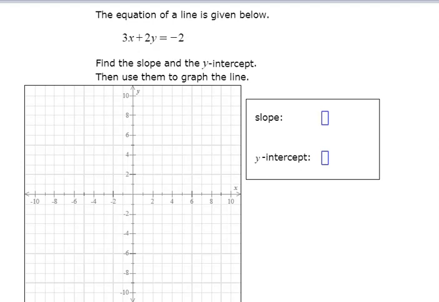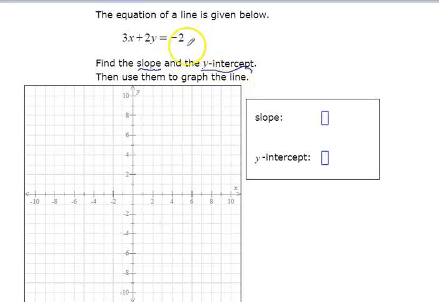All right, we're told the equation of a line is given below, and we're given 3x plus 2y is equal to negative 2. First we want to find the slope, and then the y-intercept, and then after that we want to go ahead and graph the line on this axis given below here.